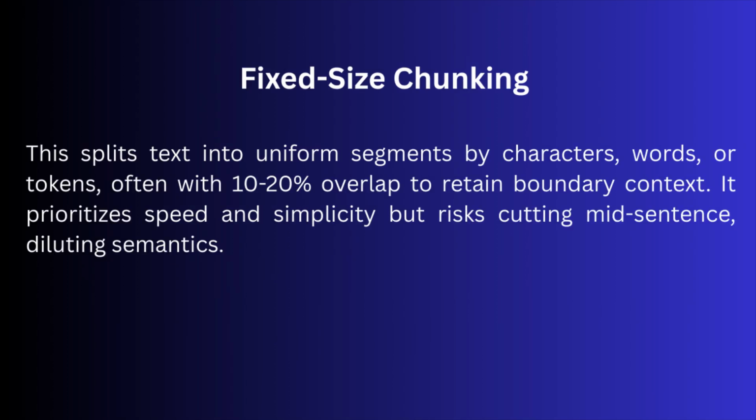This splits text into uniform segments by characters, words, or tokens, often with 10 to 20% overlap to retain boundary context. It prioritizes speed and simplicity, but risks cutting mid-sentences and diluting semantics. This chunking is best for quick prototyping or uniform short text like emails.